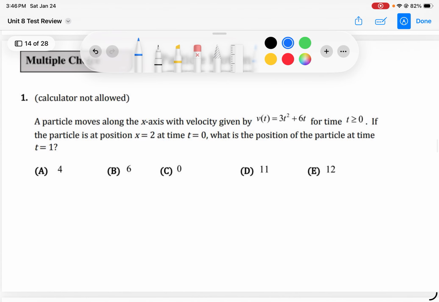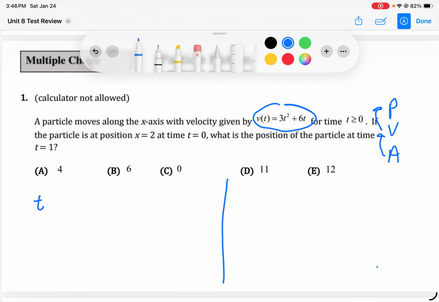So there's a couple ways we can think about this. We could understand that if I take the derivative of position, I get velocity. If I take the derivative of velocity, I get acceleration. But if I do the antiderivative, I go back. So if I'm given velocity and I want to find position, I could find the antiderivative of 3t squared plus 6t. So antiderivative of that would be what?